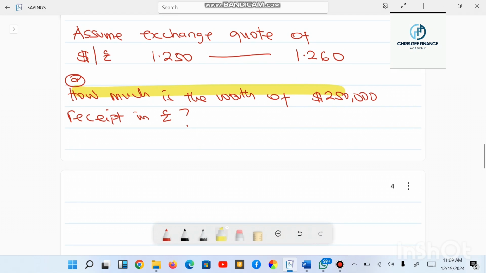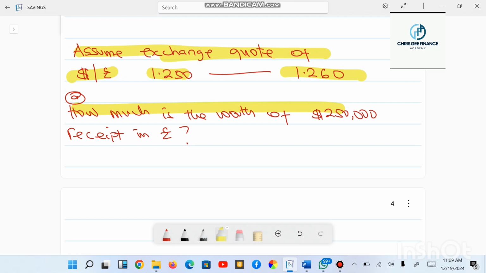Now look at this. Assume the exchange quote of dollar to pound is 1.250 to 1.260. How much is the worth of a 250,000 receipt? Now, this receipt or payment is very important.